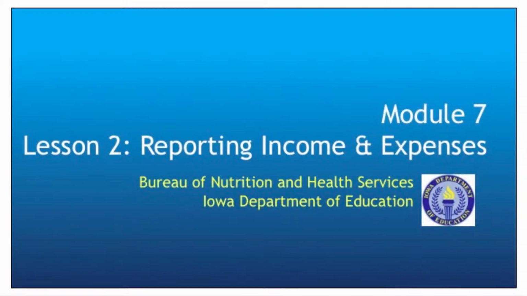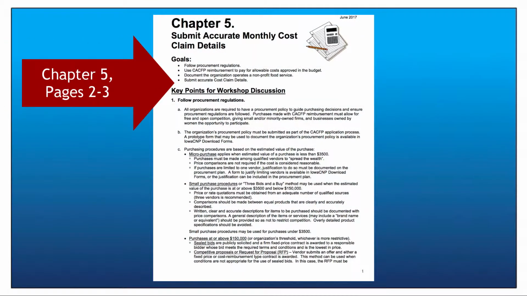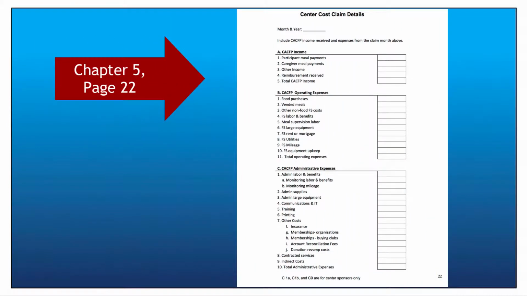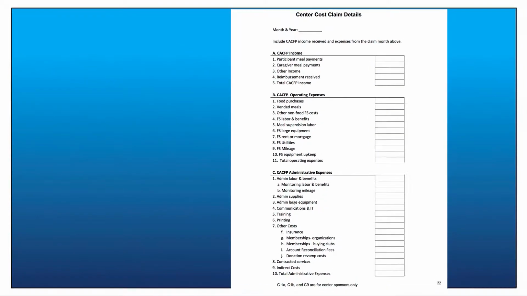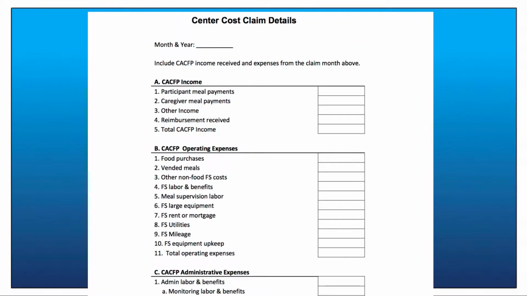Welcome to Module 7, Lesson 2, where we will discuss how to report CACFP income and expenses on the monthly cost claim details. The information is found in Chapter 5 of the CACFP Administrative Manual. The cost claim details is a document that must be submitted on a monthly basis with the claim. The purpose of the report is to show how you spent your CACFP reimbursement.